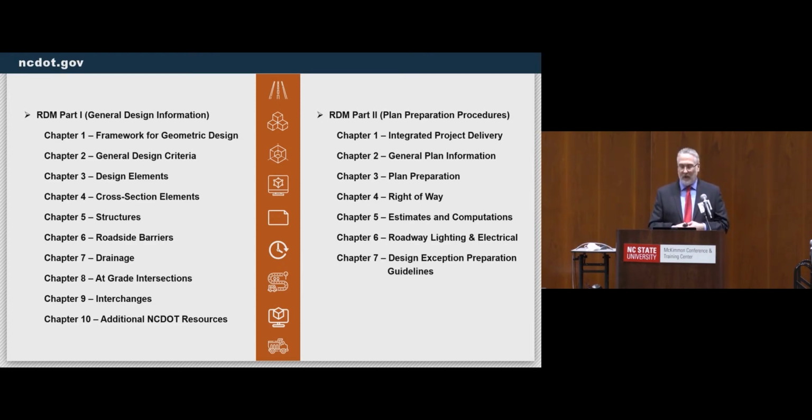For Part 2 of the roadway design manual, we made an effort to consolidate content. There were 24 chapters in the legacy roadway design manual in Part 2, and now we only have 7 in the new roadway design manual. And Chapter 3, Plan Preparation Guidelines, based on my memory, I think we've included information from 7 of the legacy chapters just in that chapter alone.